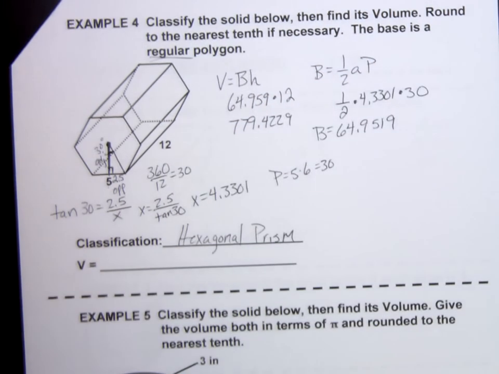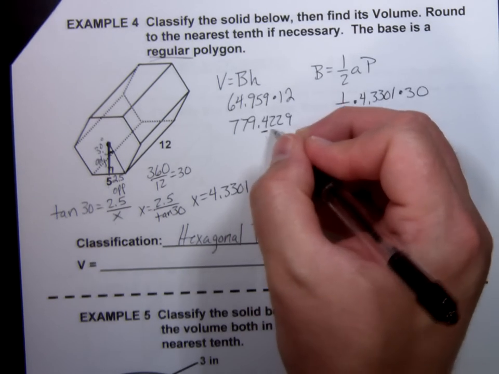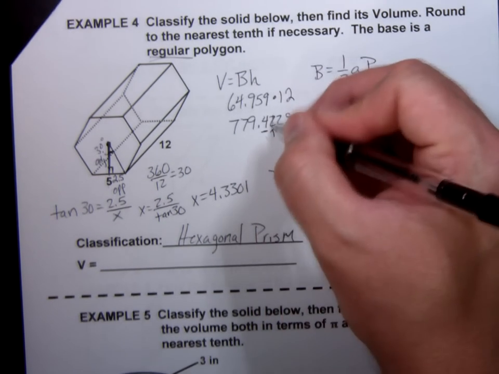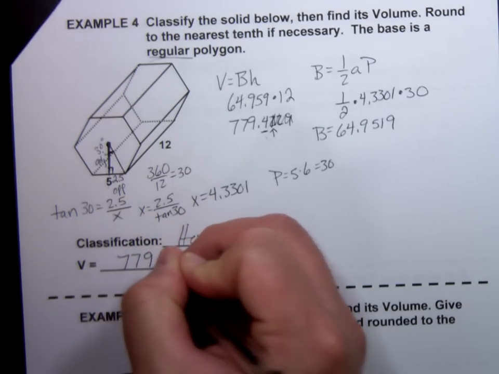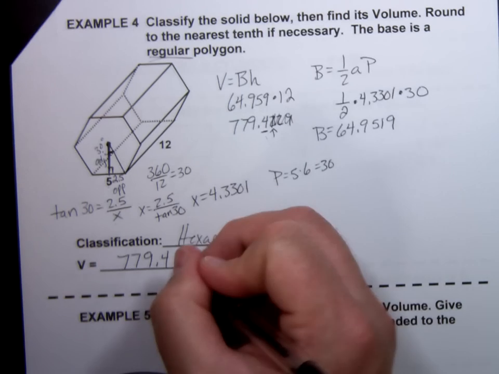And then we want to round to the nearest tenth. So I'm keeping one number after the decimal point. A 2 is not big enough to round up, so those will disappear. I have a volume of 779.4 units cubed.